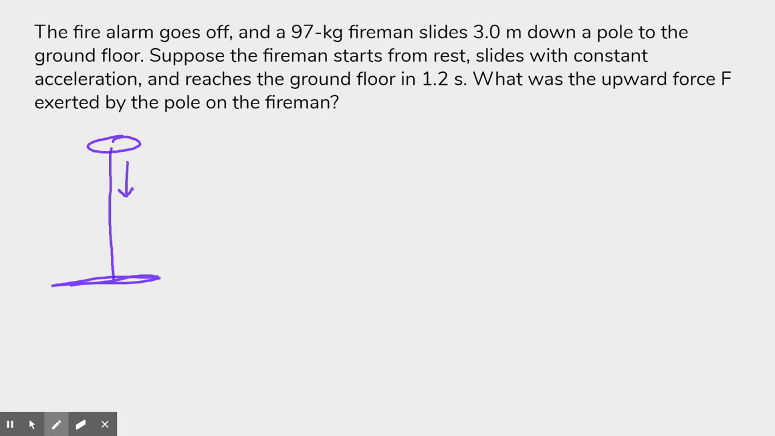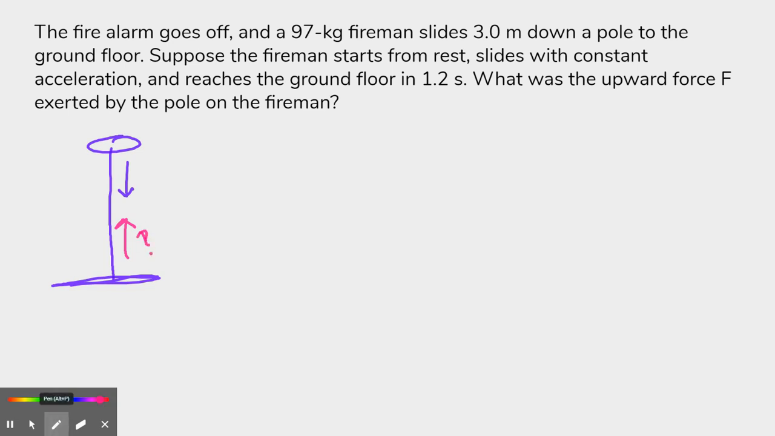His weight is 70 or 97 kilograms, and he starts from rest and slides with constant acceleration. It tells us how fast it takes for him to reach the floor. We want to know the upward force exerted by the pole on the fireman. So the thing we are looking for is this force. We don't know what this is.